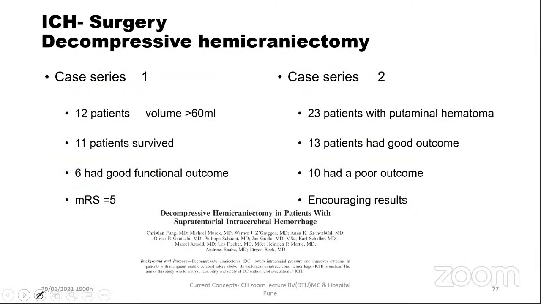So the second option is decompressive hemicraniectomy, whether I can do it. The earlier one is a case series of 12 patients. The volume should be more than 60 ml. 11 patients survived, 6 had a good functional outcome. That is mRS 5, which means almost all are bedridden. Case series 2, 23 patients with predominant hematoma. 13 patients had a good outcome, 10 had a poor outcome. So these results are encouraging.